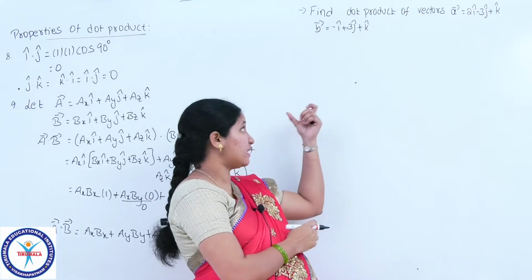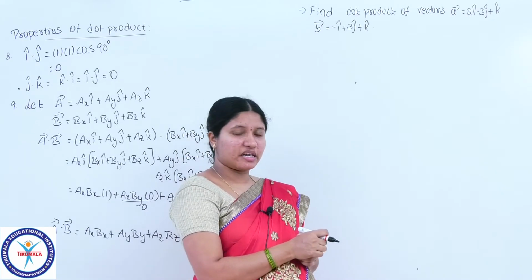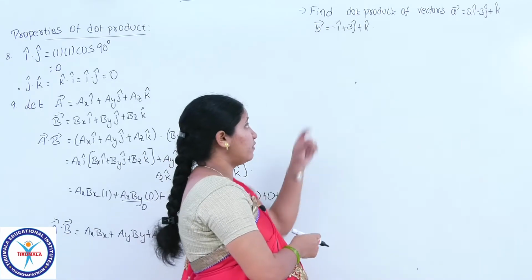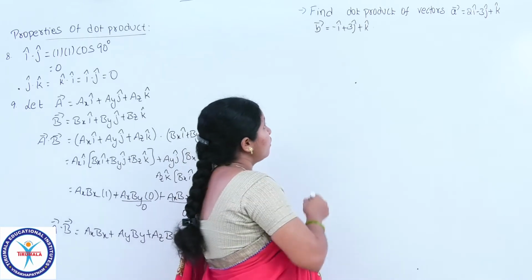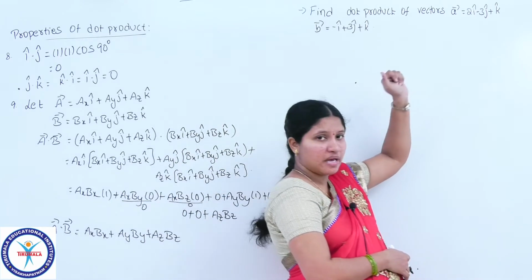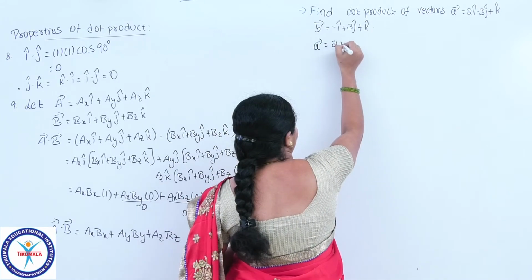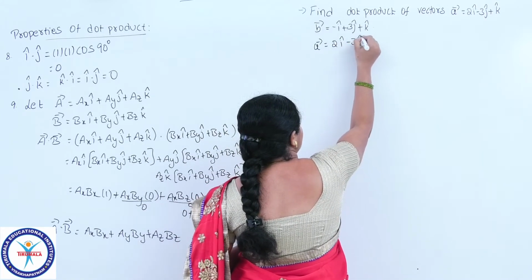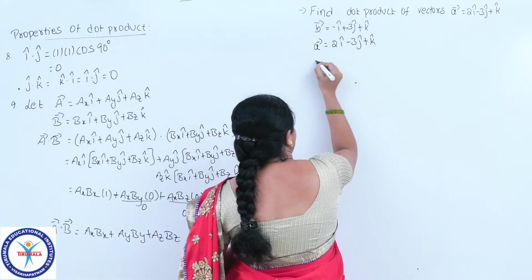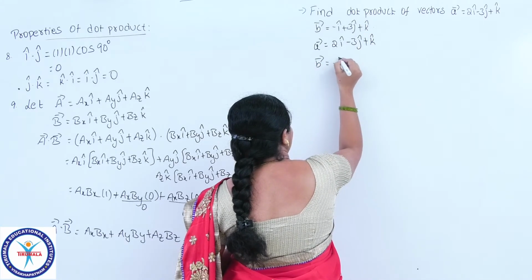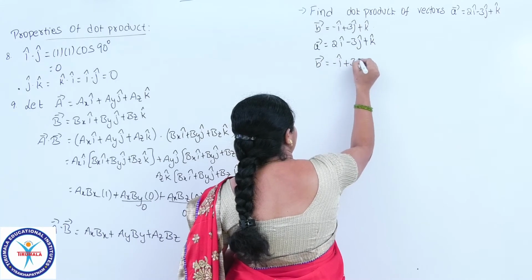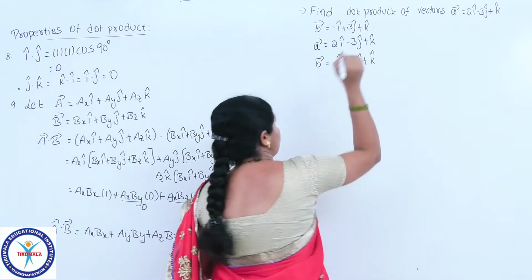Let us take an example so that you will understand how to find the dot product if two vectors are given. The two vectors given are a bar and b bar. Given a bar is equal to 2 i cap minus 3 j cap plus k cap, and b bar is equal to minus i cap plus 3 j cap plus k cap.